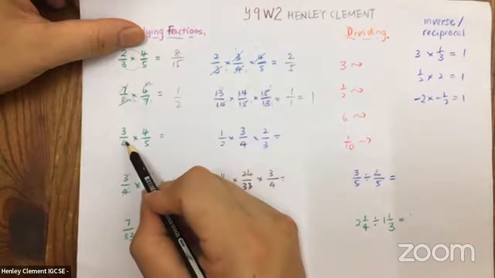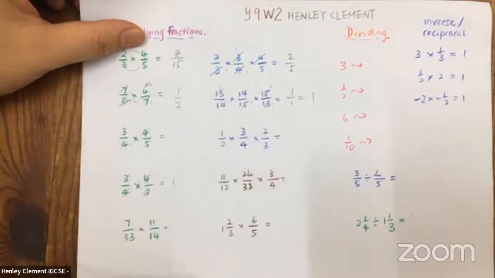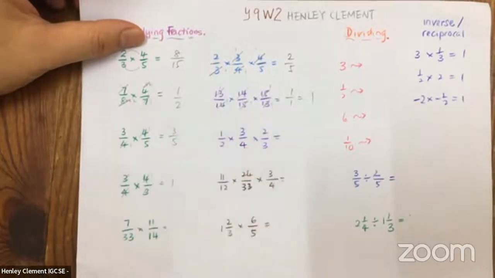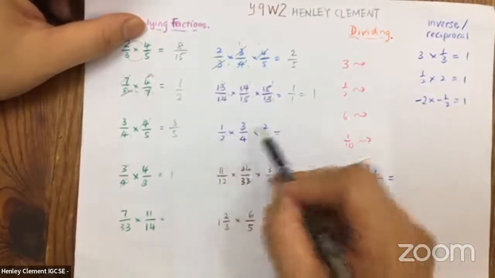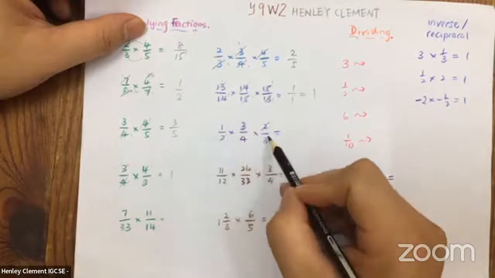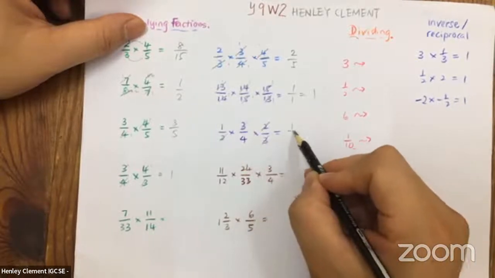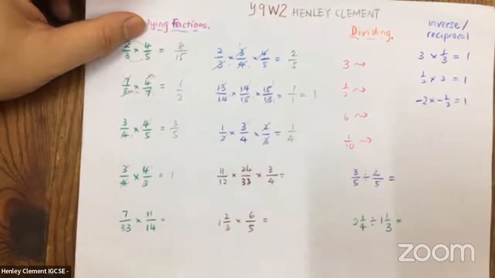For this question, it's easier. 4 and 4 you can cancel each other. So you get 3 and 5. For this one also the same. This 2 we can cancel with the 2. And this 3 cancels out with the 3. So all you get is 1 over 4.